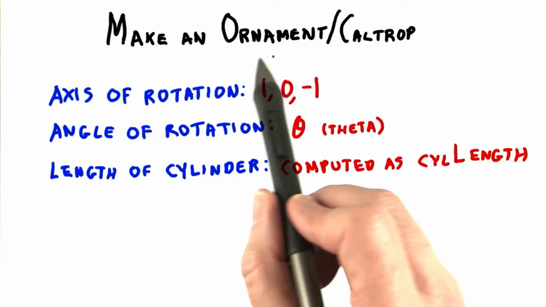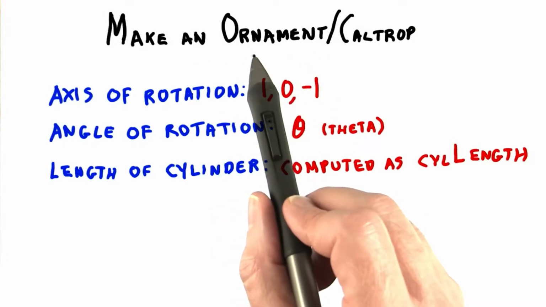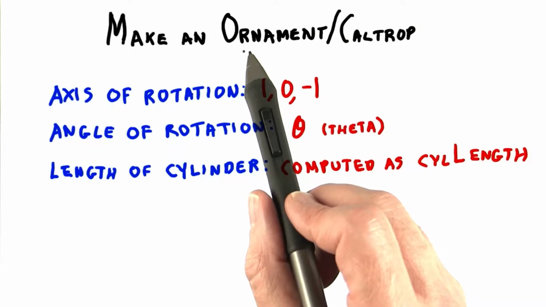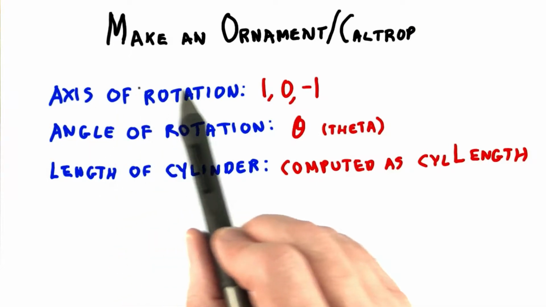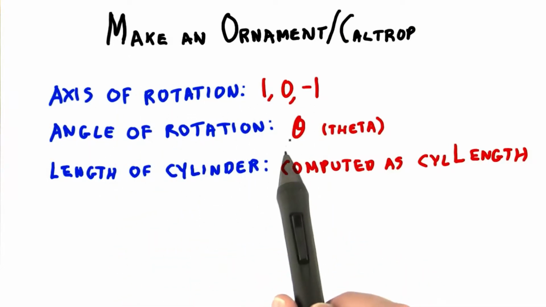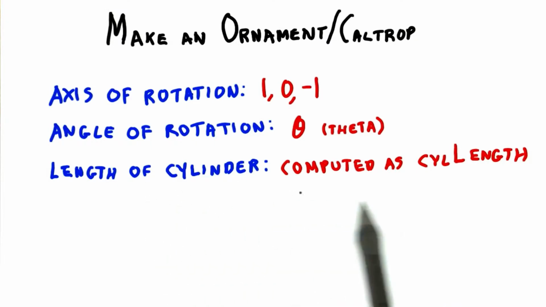We're finally at the point where you get to do an exercise and do some programming. To make our ornament, or defensive device to stop the robo-minotaurs from destroying all things good and just, we need to rotate each cylinder into position. We have all the data we need for the first cylinder: the axis of rotation, the angle of rotation, and the length of the cylinder.